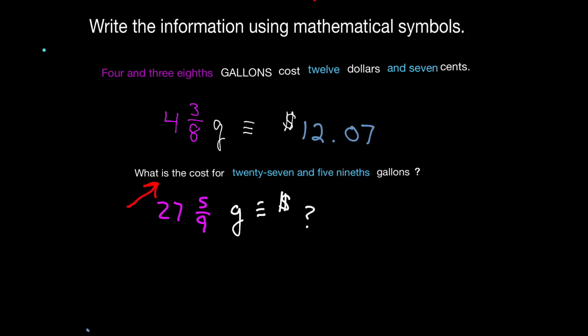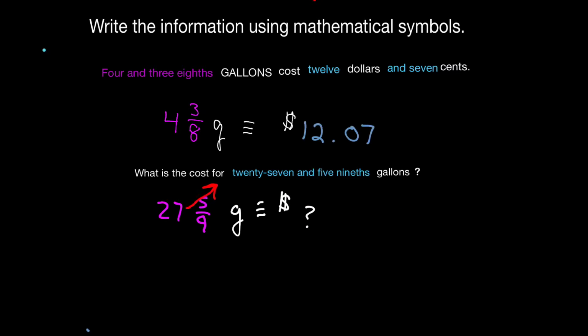The next step is to focus on the question. The question is, what's the cost for 27 5/9 gallons? Focus on what the question is asking. Just focus on what's being counted. Don't worry about this number.